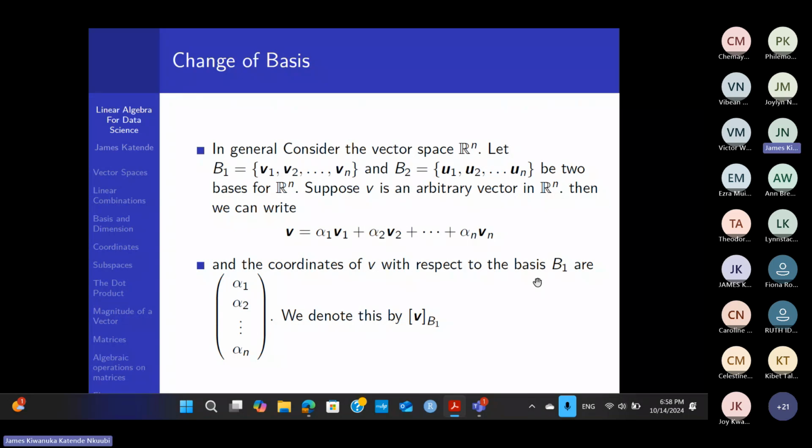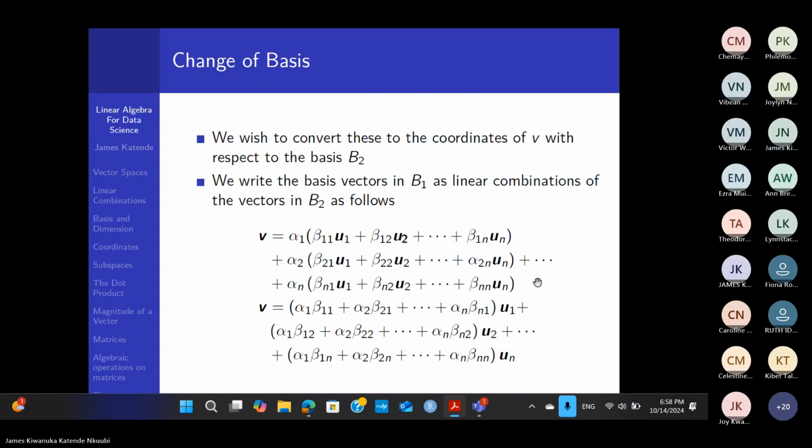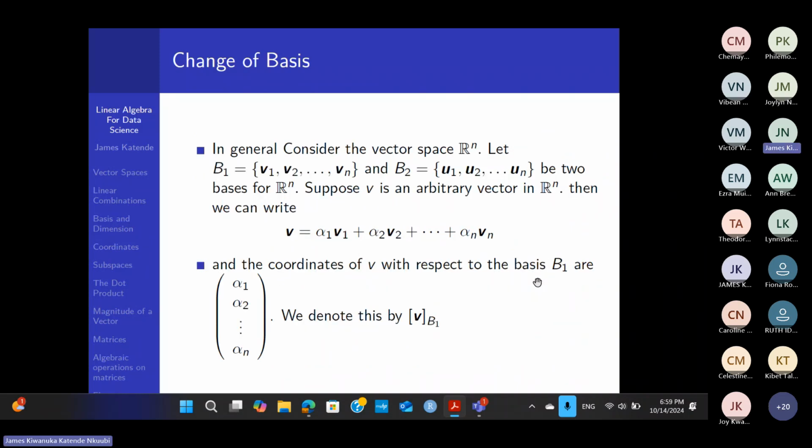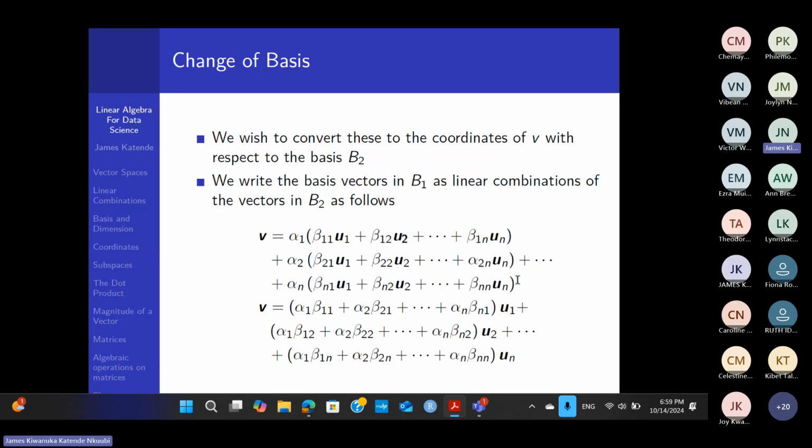So the first step is to rewrite the vectors in B1 as linear combinations of the vectors in B2, and that's what we do. You see each vector that appears here in B1, you replace it with this linear combination of the vectors in B2. That's what we do at the next step. So we replace each of these vectors v1 with a linear combination of the basis vectors in B2.